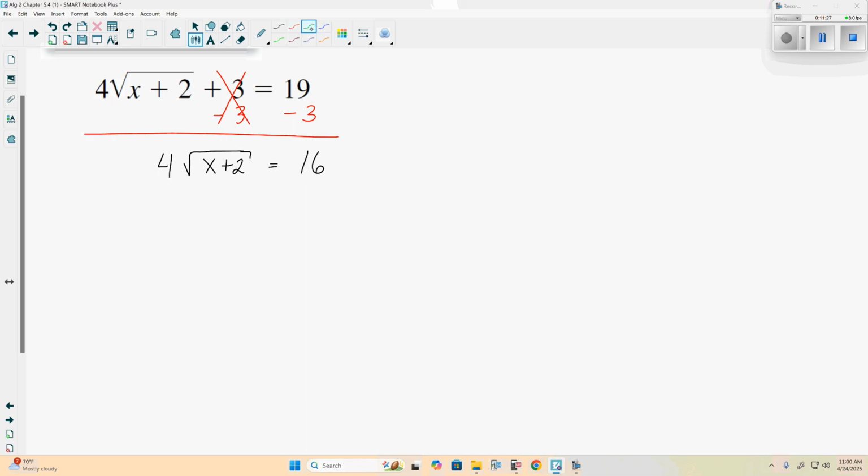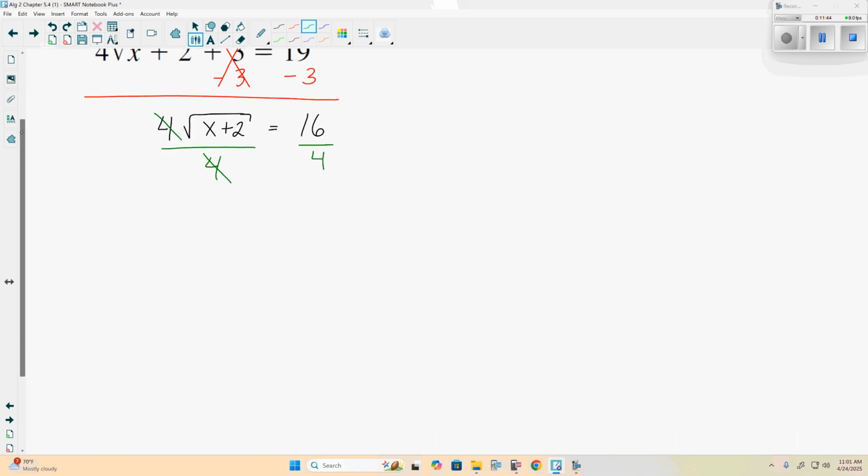16. Is the radical by itself? Divide by 4. Since 4 and that radical are being multiplied, we'd have to divide, because 4 divided by 4 would give us 1, leaving us with the square root of x plus 2. 16 divided by 4 is 4.